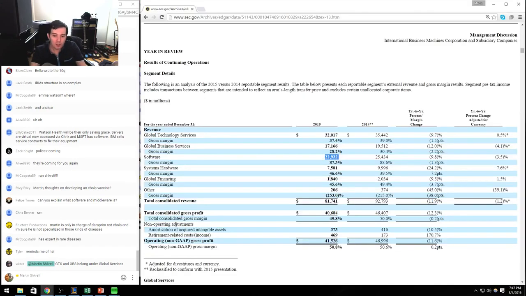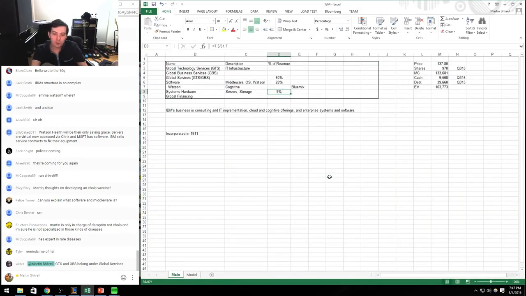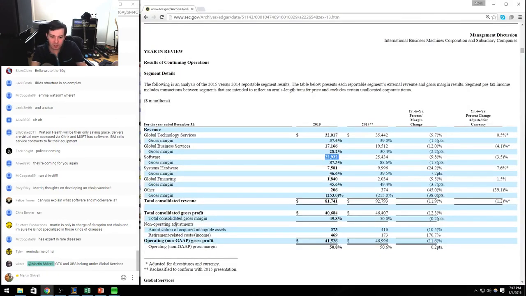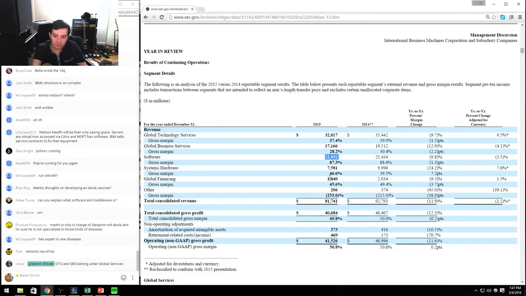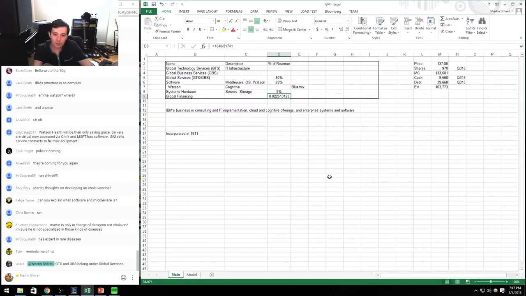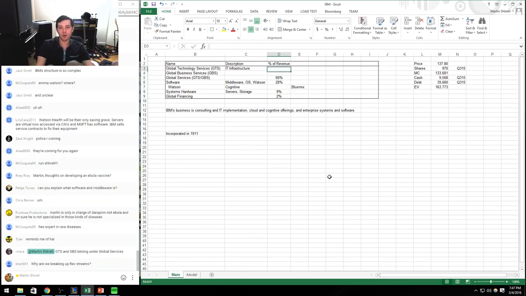How about systems? Systems, 7.5 billion. So they're really not selling much. Servers and storage. Together, that's 97%. The last 3% is obviously financing and other. Let's just do 1840. Yeah, so that equals 99%. So you can see that the business is dominated by services and software. Everything else is small, and most of it's services.